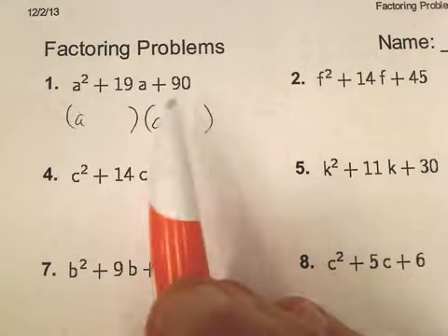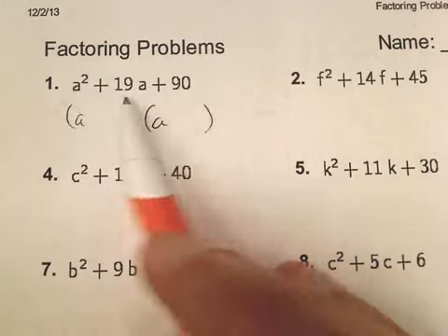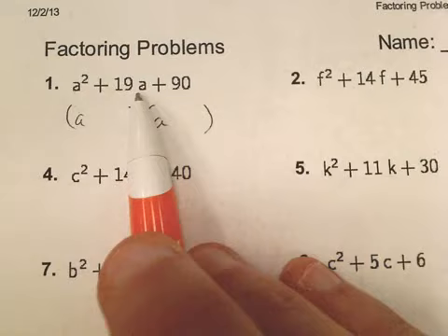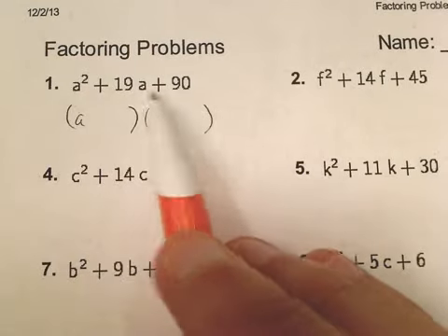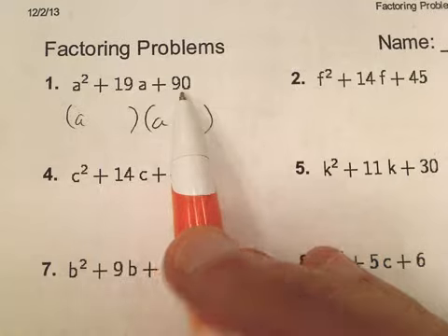So basically, here's the shortcut. I just need numbers that multiply to 90 and add to 19. Or numbers that add to 19 and multiply to 90. Now, if you want to use the chart, that's cool. Let's flip over there.